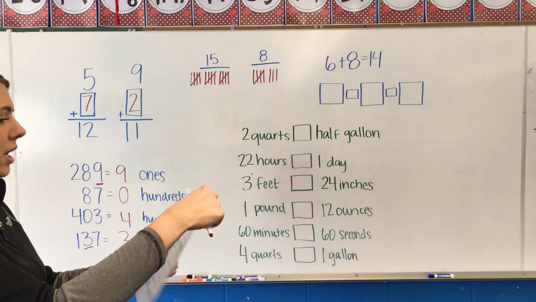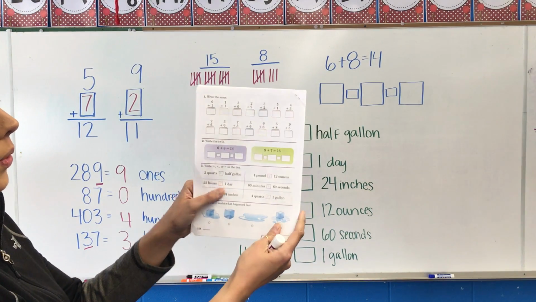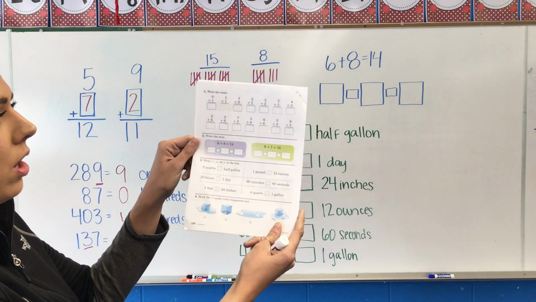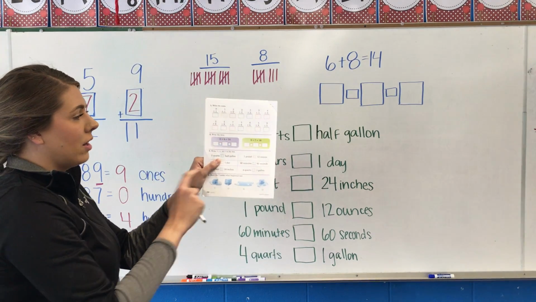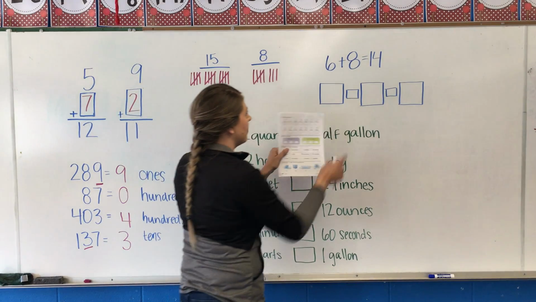And on the next page here at the top, it just gives you some equations. You just write the sum, they're all addition. And number 2, these are kind of like our dice, but it's just asking us to, it gives us the one equation.